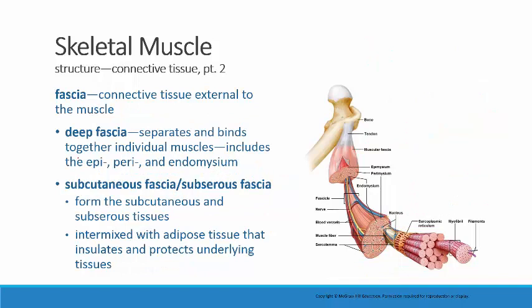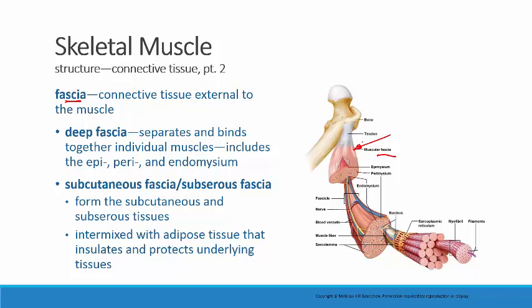Then there are layers of fascia that are also associated with the muscle fiber. And so fascia, and that's how you say that, the SC makes kind of a sh sound, so it's fascia. The deep fascia is what we find here, separating and then binding together individual muscles.